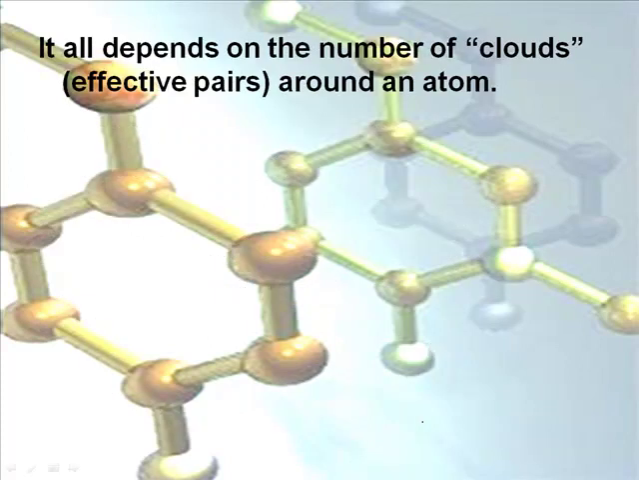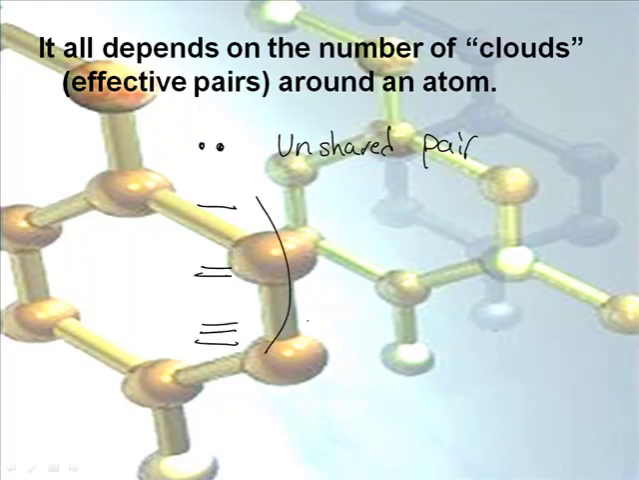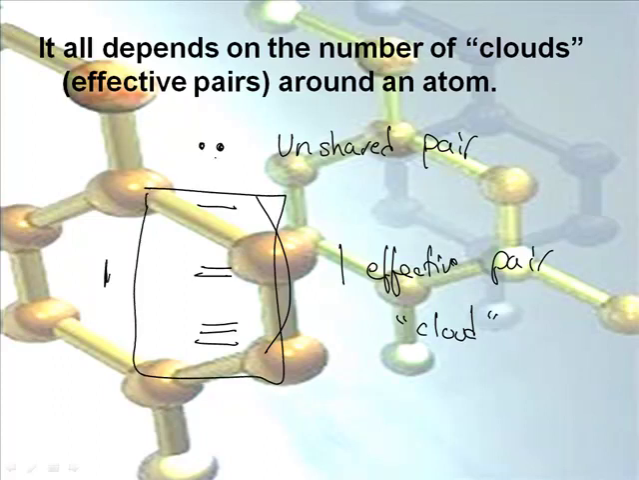All right. So it's all about something called effective pairs. We're going to call effective pairs clouds. Now, there are two kinds of effective pairs. An effective pair can just be a pair of electrons, unbonded, which we're going to call an unshared pair. Or it could be a shared pair. It could be a single bond, a double bond, or a triple bond. These also count as one cloud, or one effective pair.